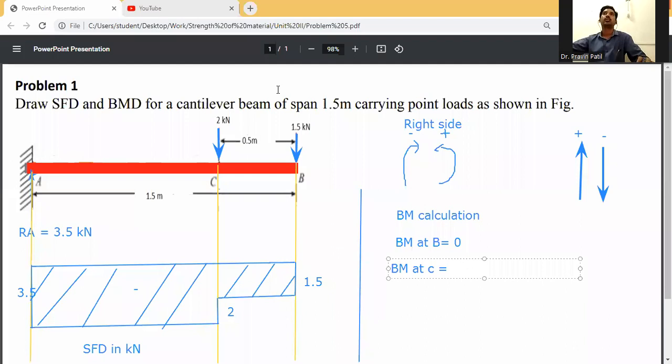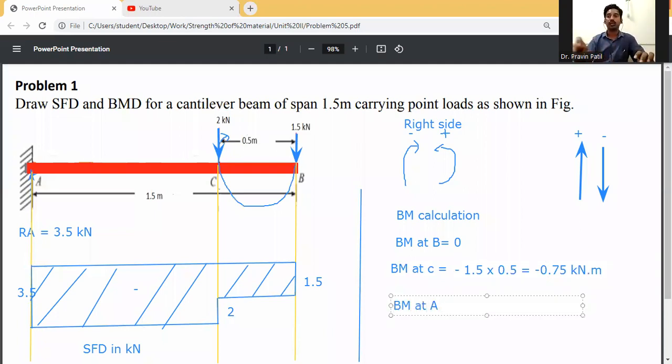So BM at C, we'll take from the right side. In the right side, there is only one force, that is 1.5 kilonewton. How is it rotating about the point C? It will be in clockwise direction. B is the right side of C, so that's why it will be minus 1.5 into 0.5. Minus 1.5 into 0.5 will be minus 0.75 kilonewton meter.